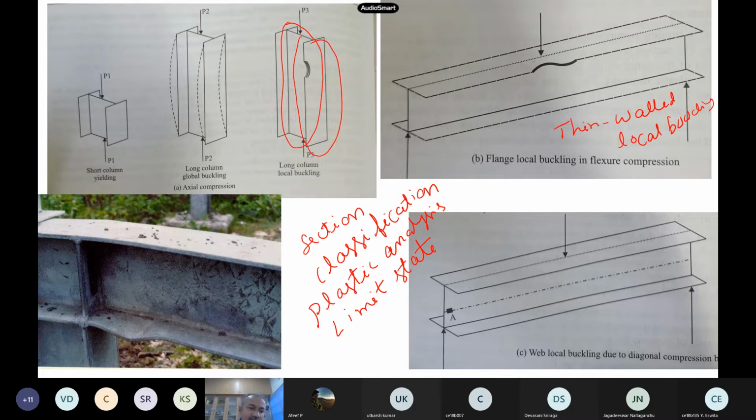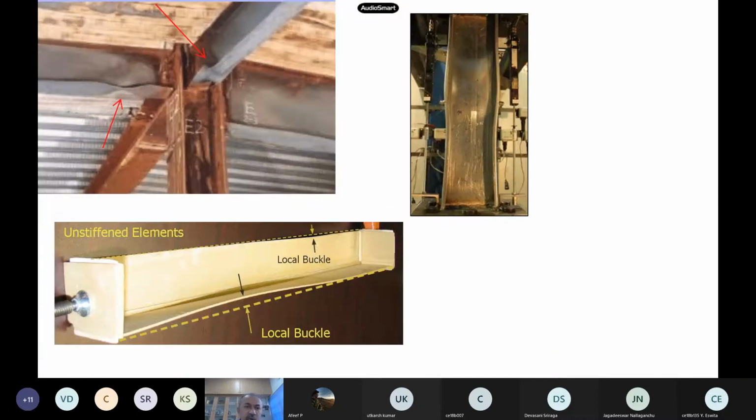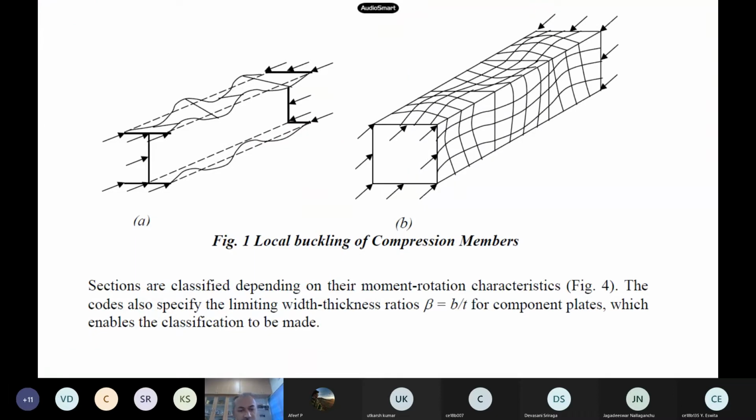Last class we discussed this: here a flange has buckled, and here also a flange has buckled. Sometimes the web may also buckle, where flanges are fine but the web buckles. Here I also showed you the flange buckled, and in an angle section this section has buckled. To avoid these types of local buckling, section classification becomes very important. Here we have an I section where a flange has buckled, but the web is perfectly fine under compression. This also is a box kind of section. Global buckling is not there, but the individual members have buckled.